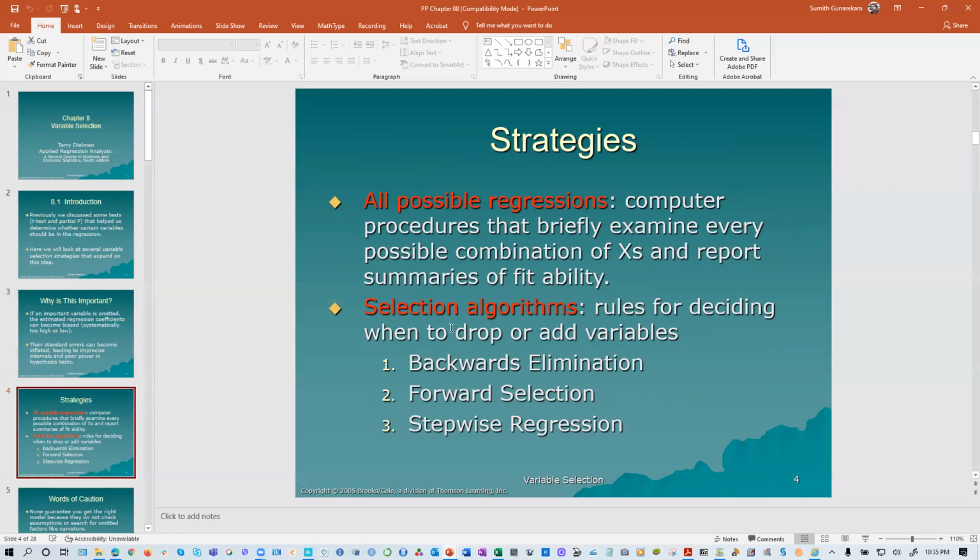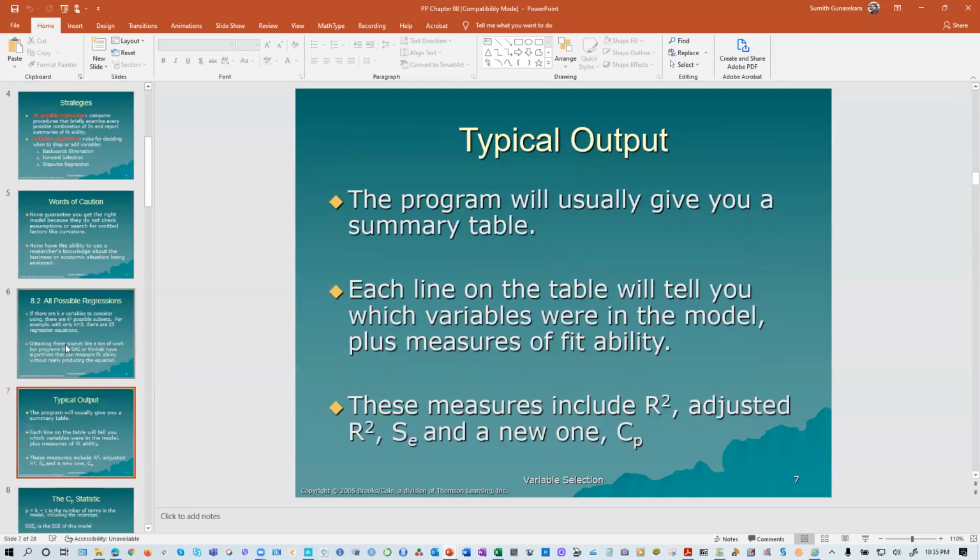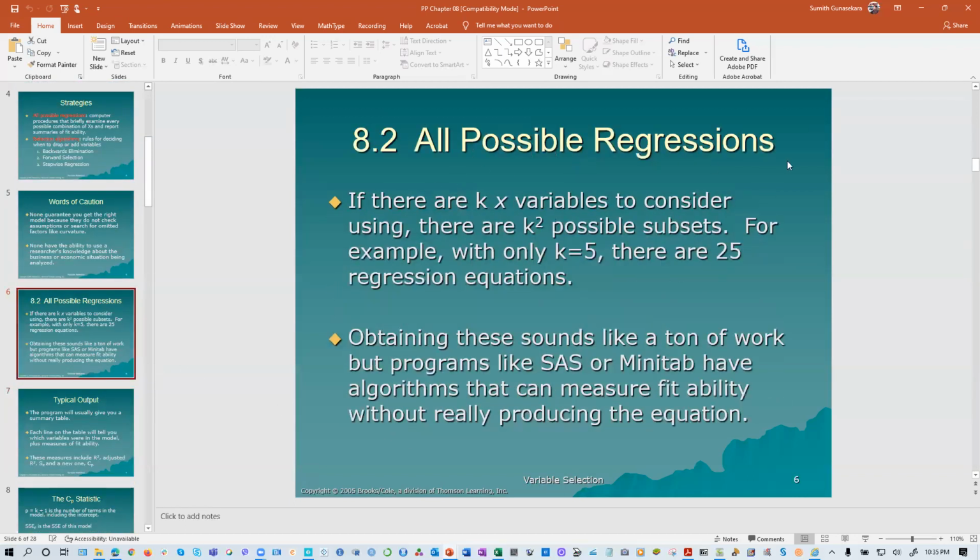Now we're going to come up with a very powerful selection algorithm. These are for deciding when to drop or add a variable. They are called backward elimination, forward selection, and stepwise regression. Then there is all possible regression.